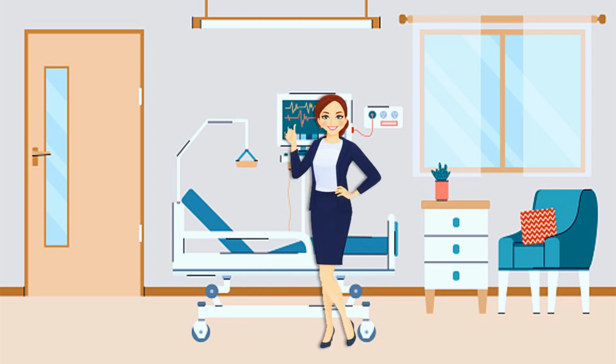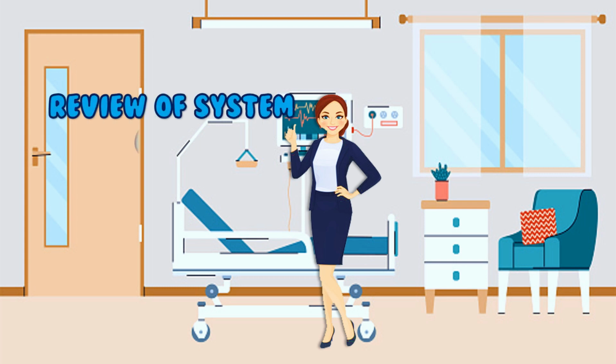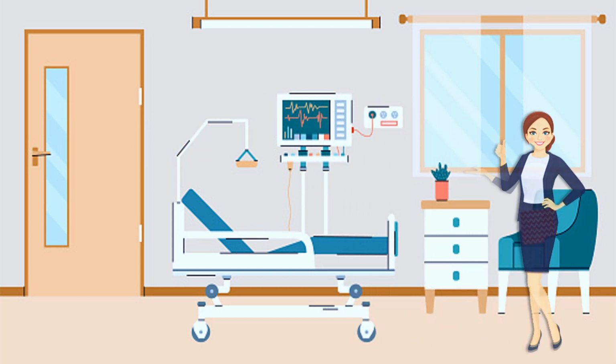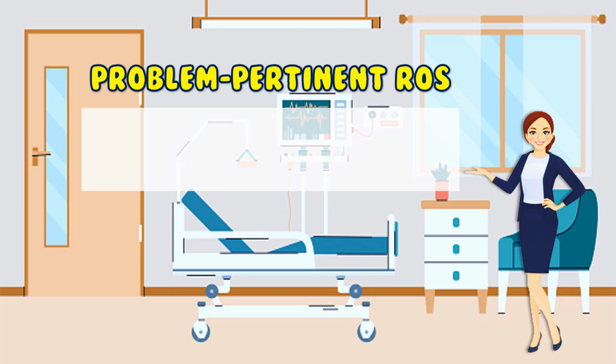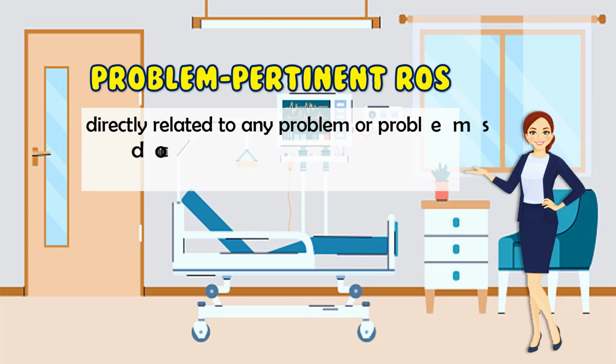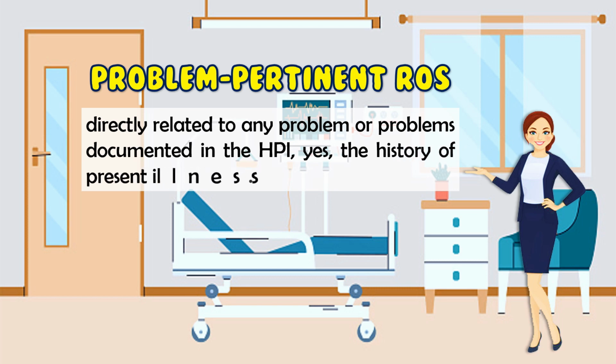Okay, moving on. As we delve even further into the review of systems, yes, here comes another abbreviation, the ROS, the review of systems. We wanted to make sure we have absolute clarity surrounding the 3 types of review of systems. There's the problem-pertinent ROS, as we discussed a couple of minutes ago, when we reviewed the expanded problem-focused history. Well, the problem-pertinent ROS is directly related to any problem or problems documented in the HPI, yes, the history of present illness.